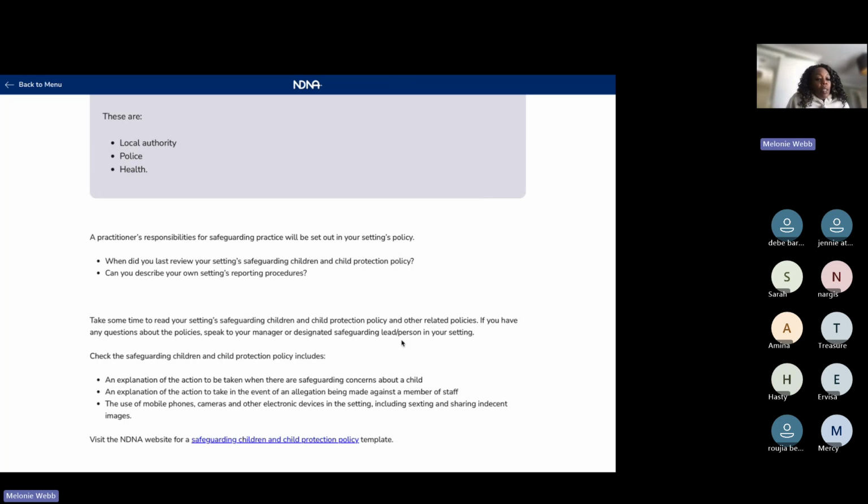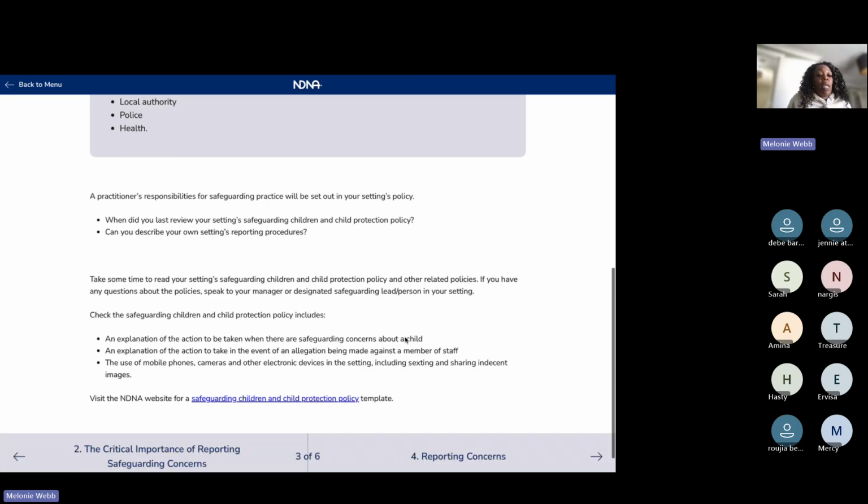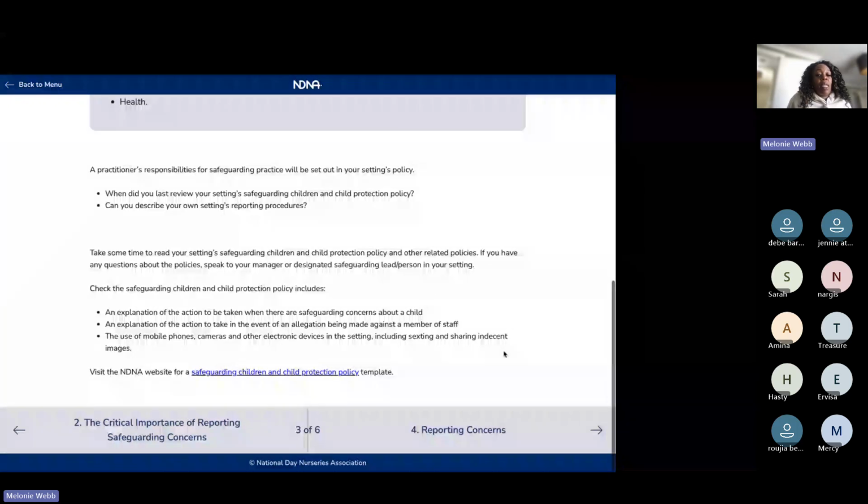Check that it includes an explanation of the action to take in the event of an allegation being made against a member of staff, and the use of mobile phones, cameras, and other electronic devices in the setting, including sexting and sharing indecent images. There's a lot to cover.